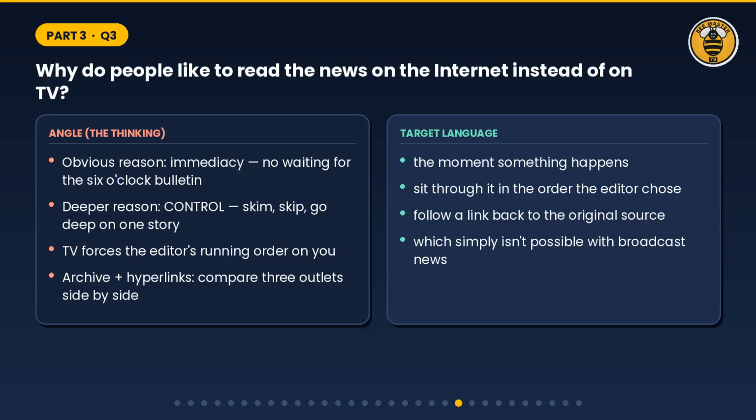Question 3. Why do people like to read the news on the internet instead of on TV? Give the obvious reason quickly, then go deeper. That contrast is what separates a 7 from a 9.